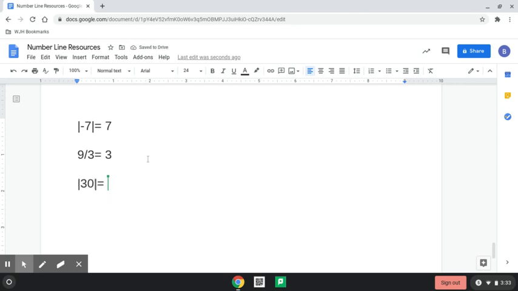And what is the absolute value of positive 30? If you said positive 30, that's correct, because whatever it is, it just becomes positive. Even if it's already positive, the absolute value will make it stay positive. All right, so I hope this helps you with your pretest questions and that you understand them.